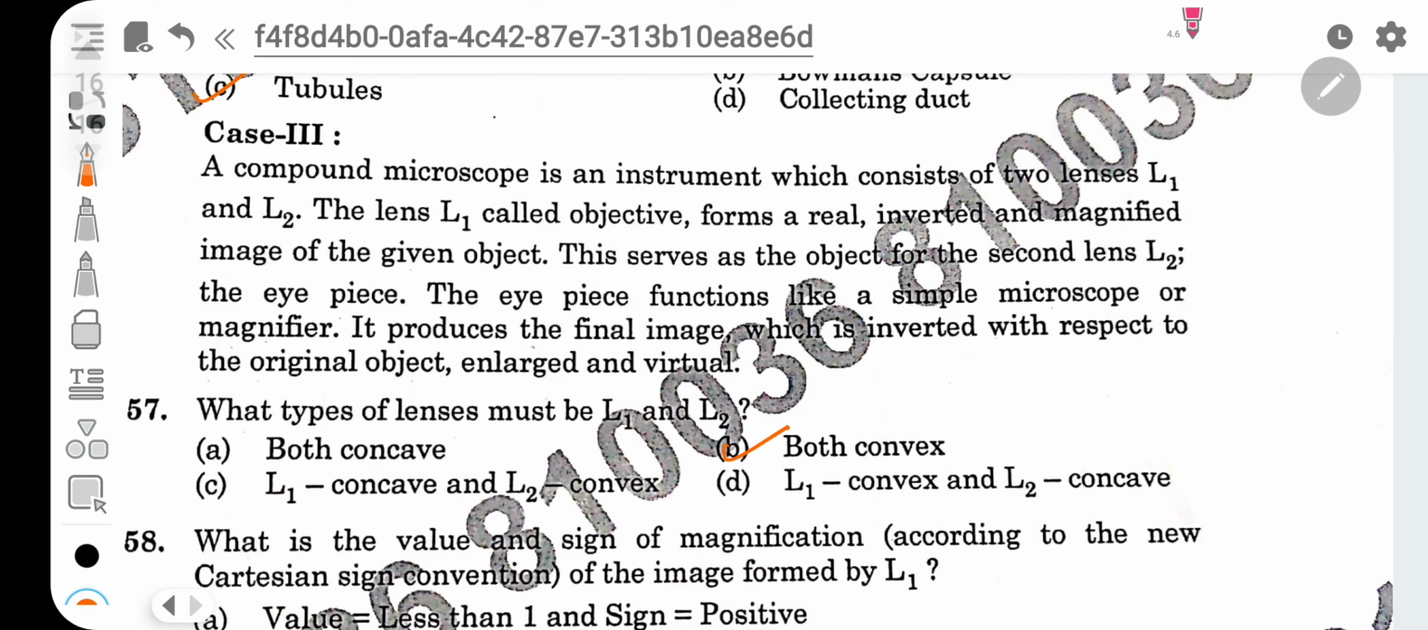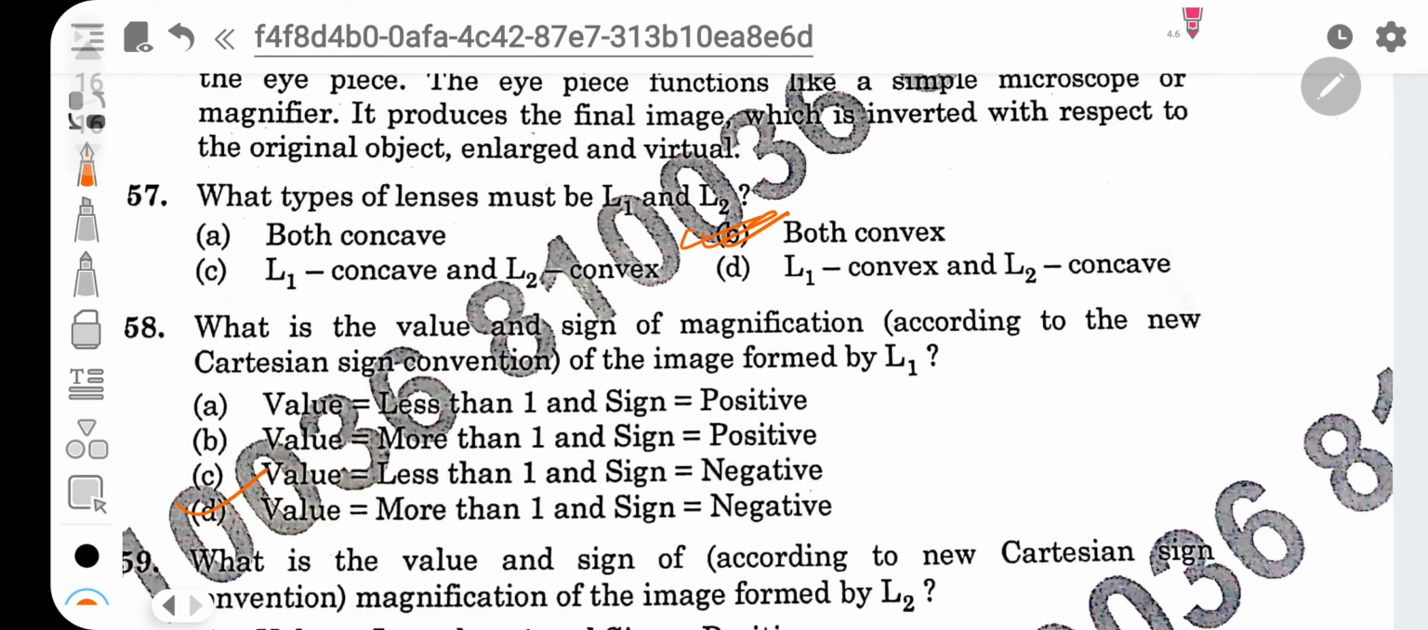So what type of lenses must L1 and L2 be? L1 is clearly a convex lens. L2 is also convex, as it is forming a virtual and enlarged image, which cannot be formed by a concave lens. So the answer will be both convex.